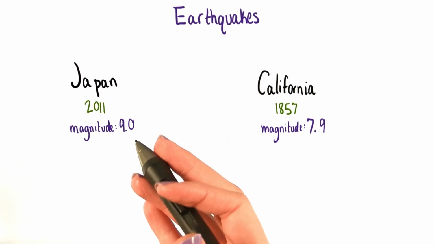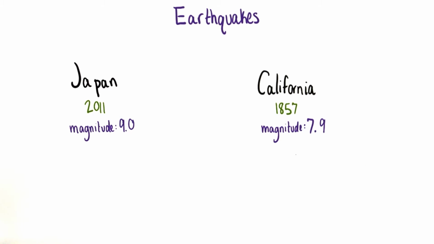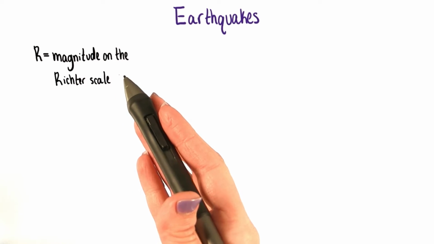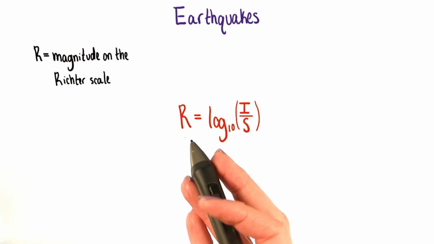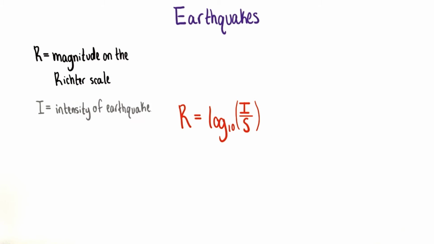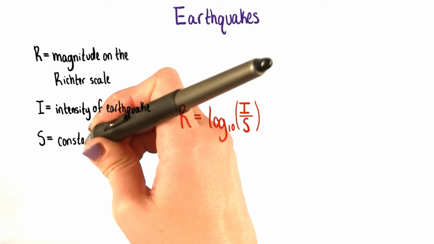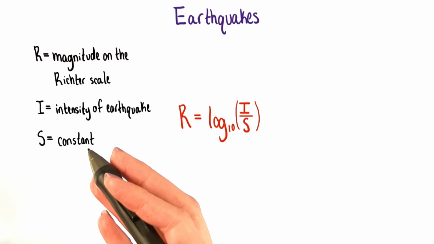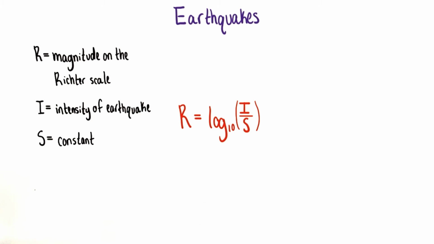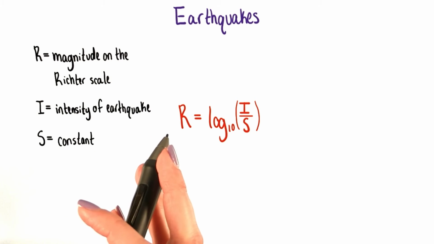Now, what do these numbers actually mean? Well, let's talk about the equation for the magnitude of an earthquake. Let's say that R is the magnitude of an earthquake on the Richter scale. Then for R, we have the equation R equals log base 10 of I over S. Here, I is the intensity of the earthquake, and S is equal to some constant. It's supposed to be the intensity of some sort of standard earthquake, which just has a fixed value. We don't need to know this value, though, since we'll be eliminating it from our equations eventually.